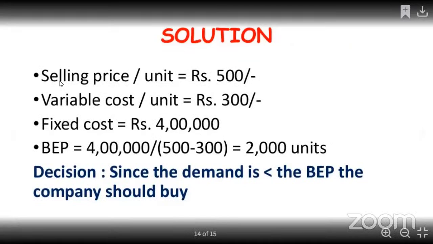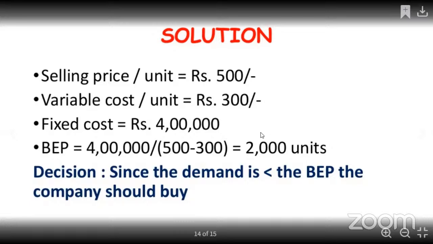So, right. Selling price per unit is 500. The variable cost is 300. The difference is 200 rupees, right? The fixed cost remains constant up to the break-even point, which is no profit and no loss, at 2,000 units. But since the demand is only 1,500 units, it is better to buy the product, not make the product.